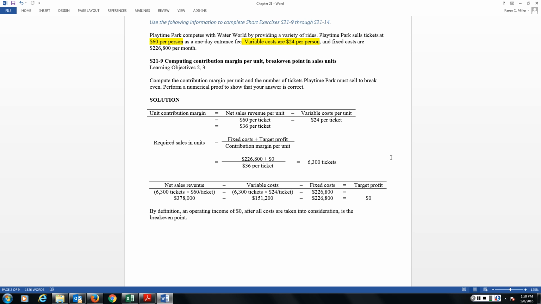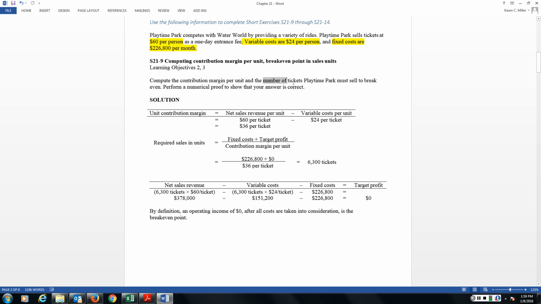We also know that our fixed costs in this particular situation are $226,800 a month. Remember our discussion on fixed cost. In total, they stay the same. It doesn't matter if there are 100 or 150 people in the park, our fixed costs are $226,800 a month. However, the more people that we move through the park, the less our fixed costs are per person. So with those relationships, it asks us to calculate the number of tickets.